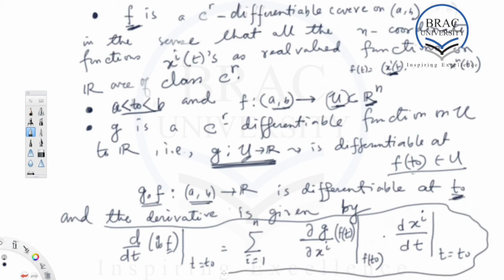This is for f being a C^r differentiable curve on AB and g being a function on an open subset of R^n to R. Okay, so this was the first step of the chain rule. This is the chain rule for real valued functions. Good.